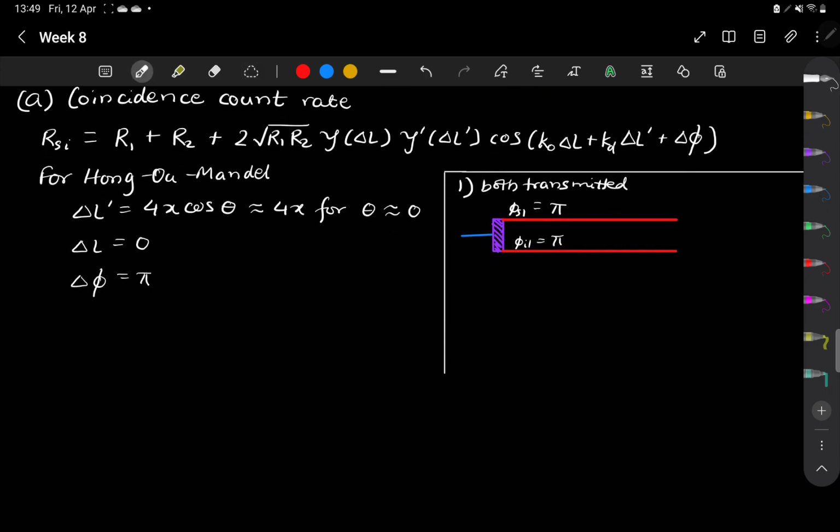Now the second alternative is both get reflected. In that case, let me copy paste this again.